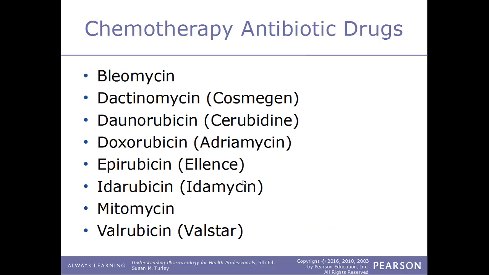And some examples of chemotherapy antibiotic drugs include bleomycin, dactinomycin, known by its brand name Cosmegen, daunorubicin, known by its trade name Cerubidine, doxorubicin, known by its trade name Adriamycin, epirubicin, known by its trade name Ellence, idarubicin, known by the trade name Idamycin, mitomycin, and lastly valrubicin, known by its trade name Valstar.